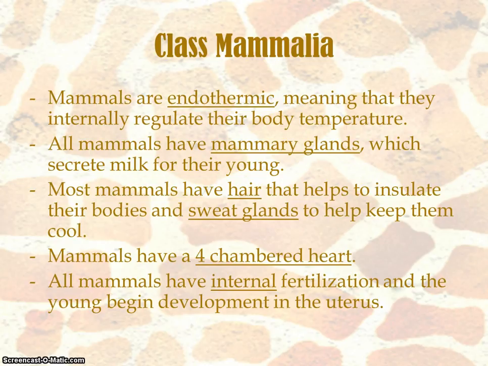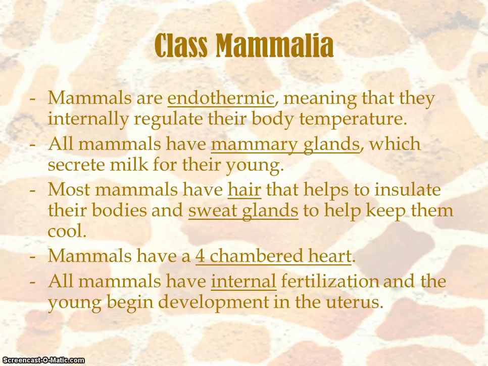All mammals have structures called mammary glands. That's why they're called mammals. These mammary glands produce milk, and this milk is the nutrient or the food source for the young that mammals bear.